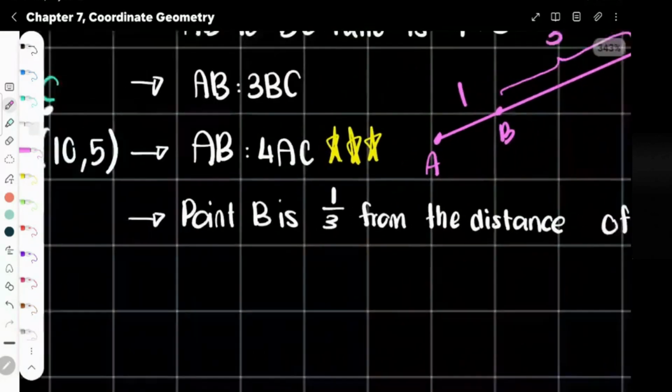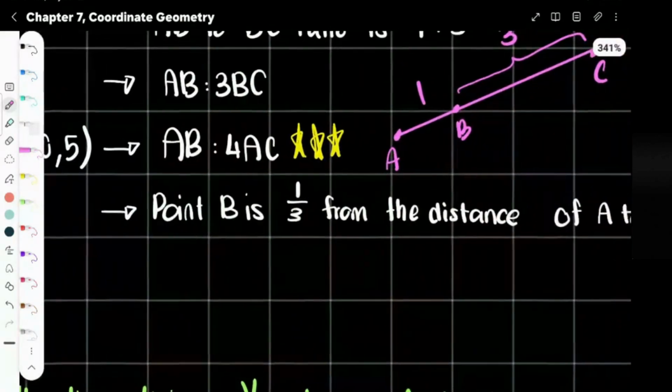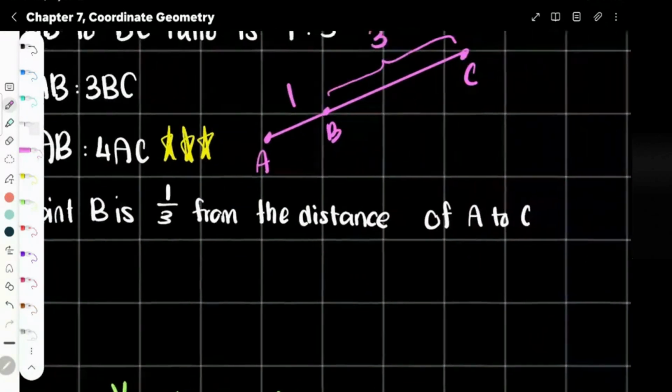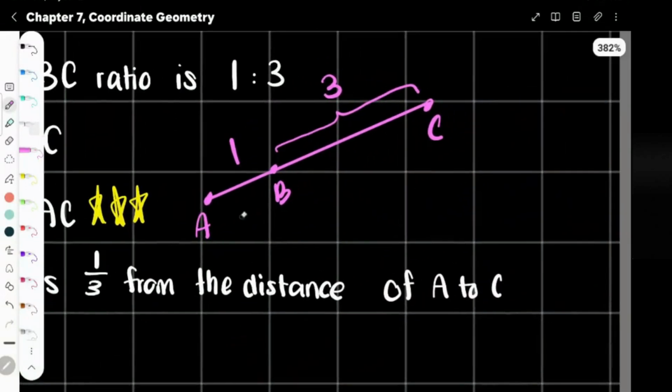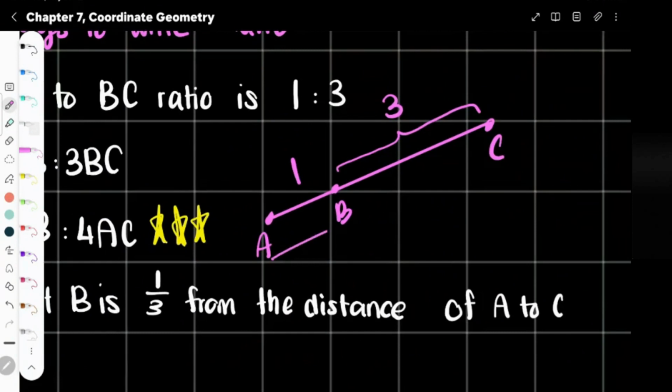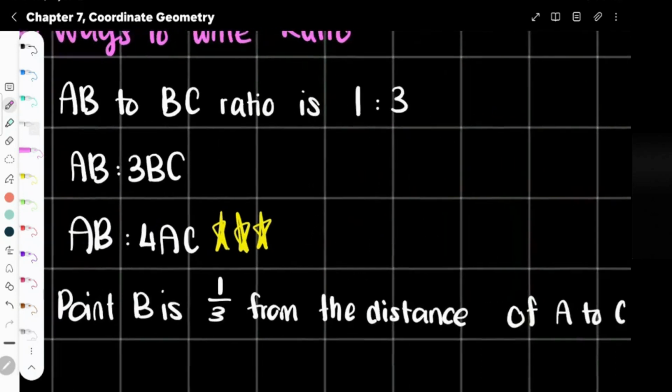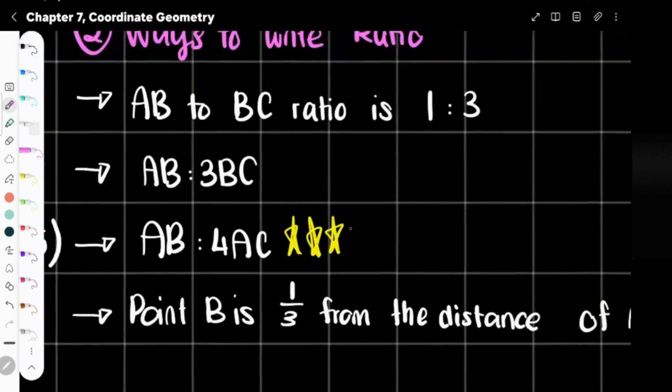Now the last one, which is also easy, right? Point B is 1/3 from the distance of A to C. So A to C, and it is 1/3, so 1/3 is around here. That's the meaning of it. It's very easy for you to mess up in this part. This is the easiest, that's why I put a star here.